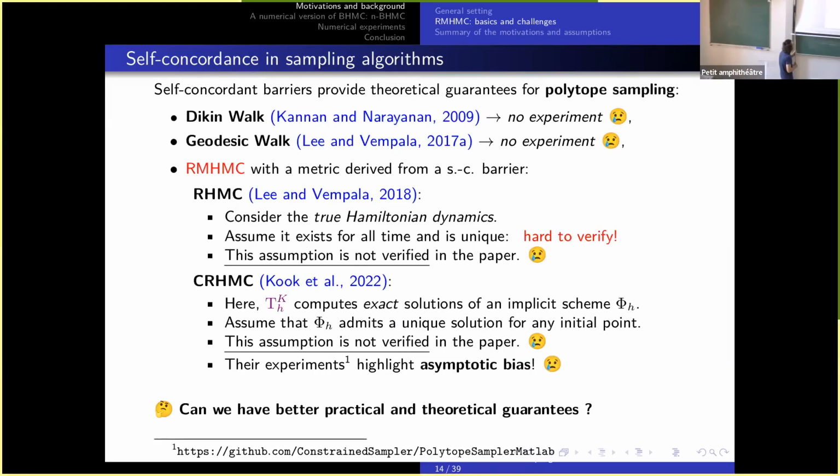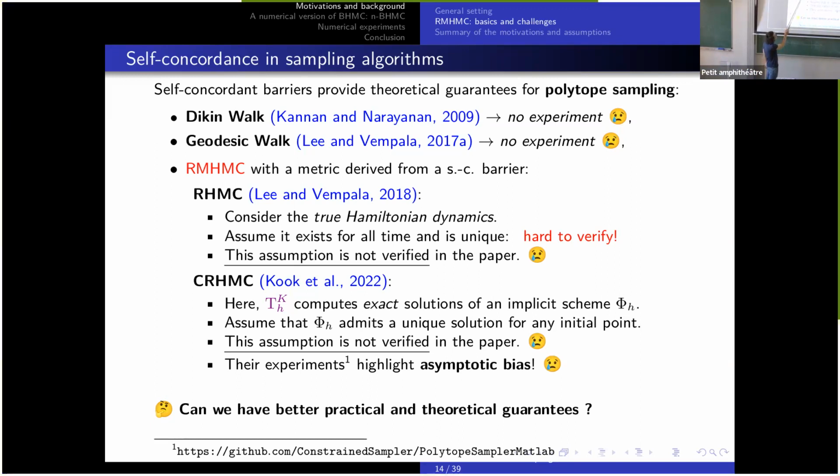Based on this observation, one MCMC algorithm which has been suggested is called the Dikin walk, which consists in considering, at a given point, the Dikin ball at that point, and sampling uniformly in this Dikin ellipsoid. That's a valid MCMC, and it has been analyzed in a paper by Kannan and Narayanan. Another algorithm, named the geodesic walk, consists in considering the geodesic associated with the metric that you put on your manifold. But in this case, you should have exactly the geodesic associated with your manifold, which is in general not the case.